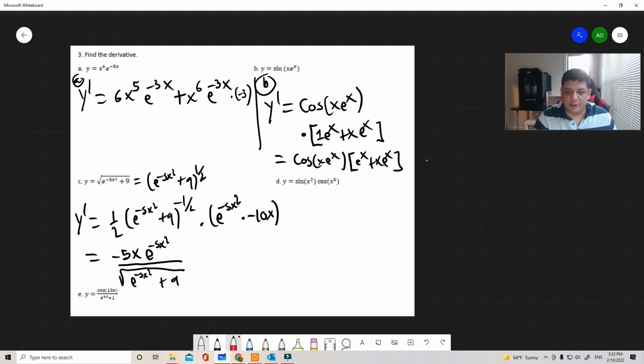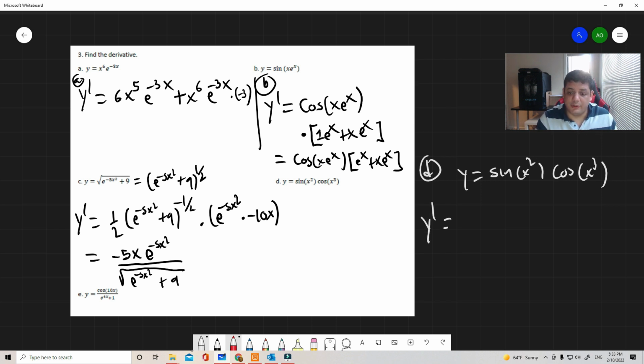Now let me work a D over here. So we have y equals sine of x squared cosine of x cubed. This is a traditional product rule, but we have stuff inside. We have functions inside, so that produces a chain rule.